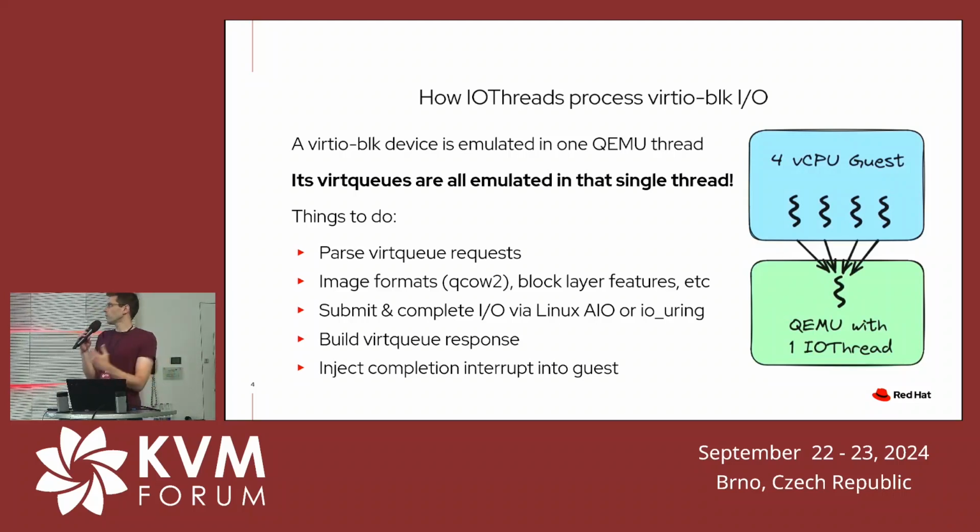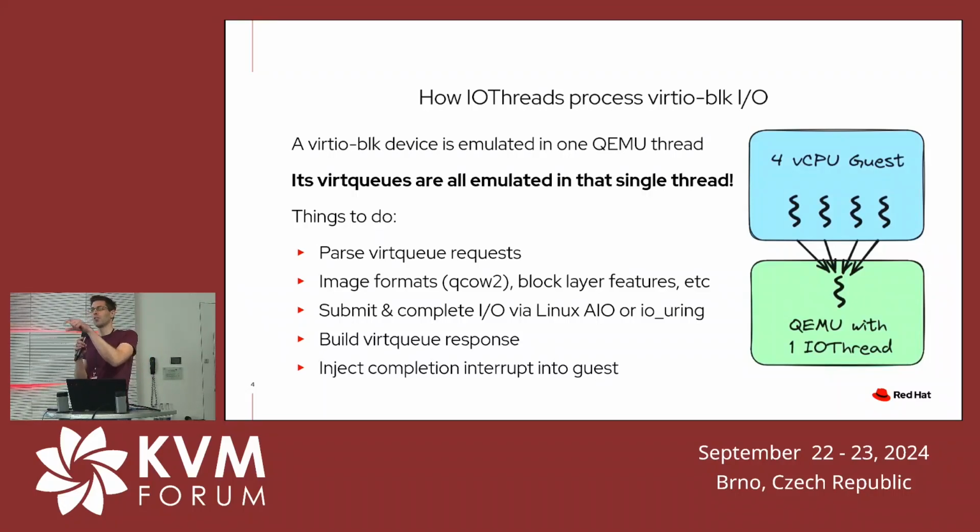And by the way, the work that the IOThread is doing in QEMU, it needs to parse the virtqueue requests. And then those requests go through the QEMU block layer. There you might have the QCOW2 image format. You might have other block layer features. And eventually the block layer says, okay, here's a buffer. Here's a logical block address. Let's submit this I/O. And it invokes a system call, maybe Linux AIO or io_uring. And it sends that to the host kernel. And then the host kernel goes and it does basically the same thing again.